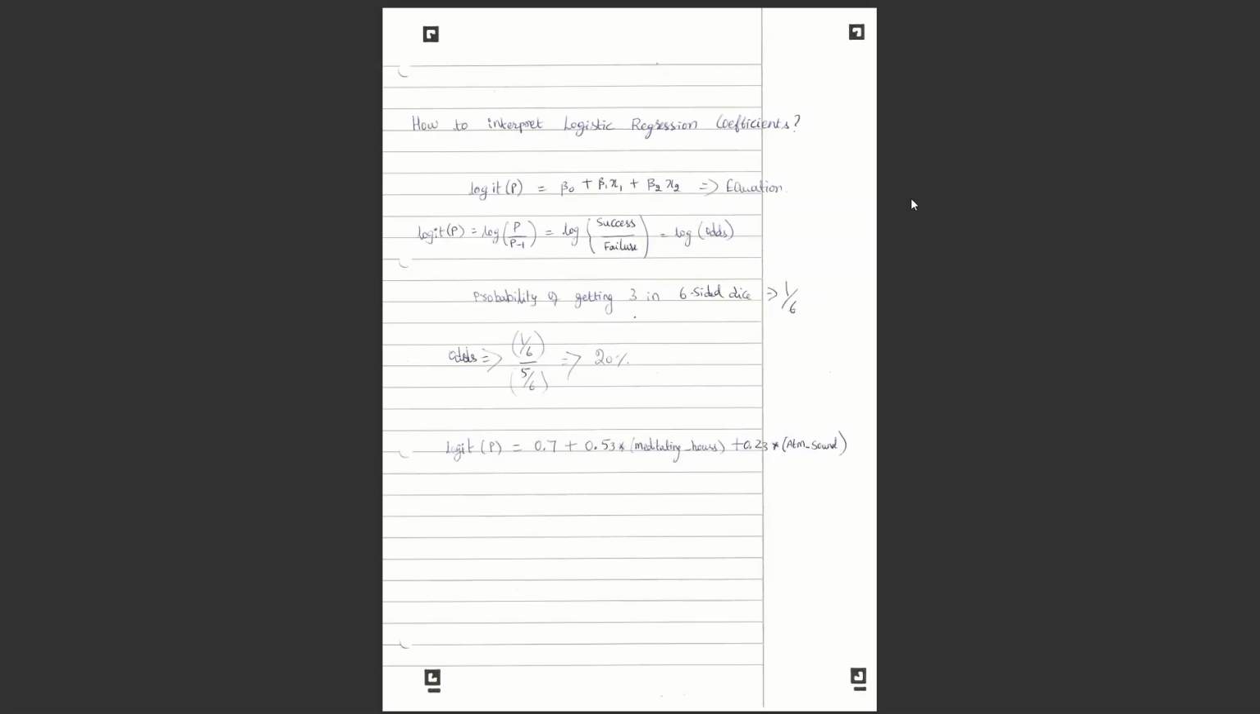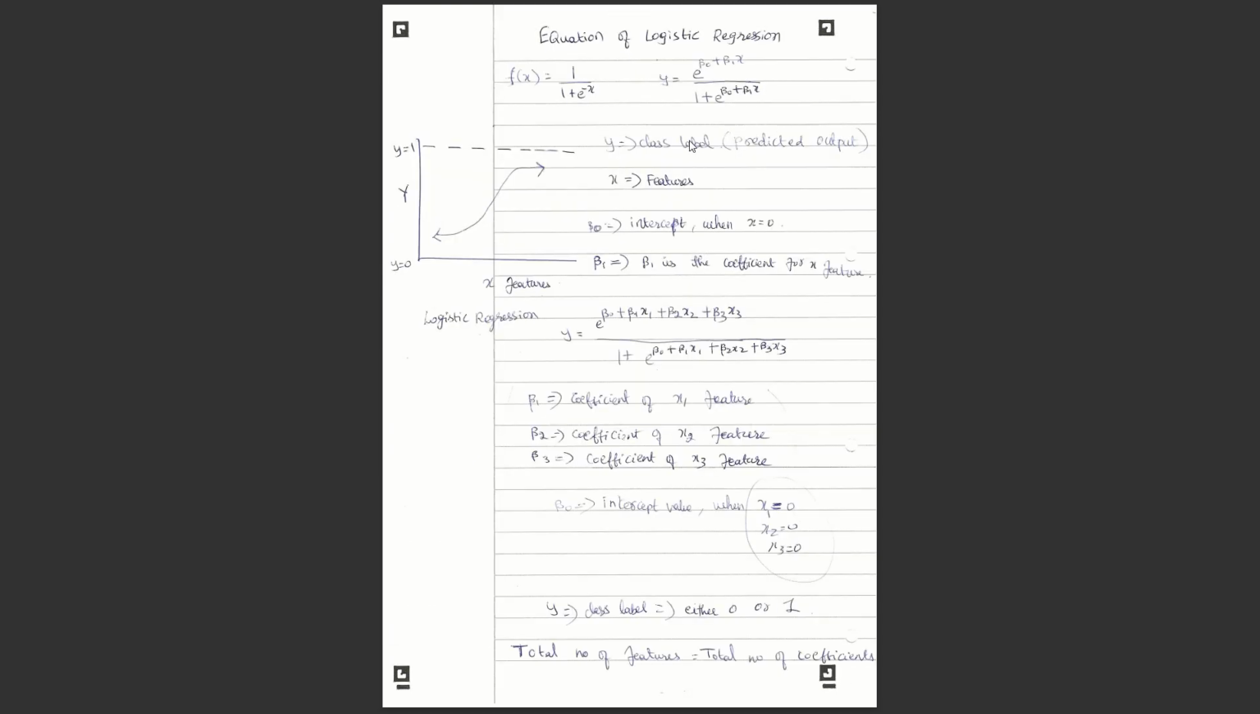Before we jump into the Logistic Regression Coefficients interpretation, let us quickly see what Logistic Regression is, how it is represented graphically, and what the equations are. As we see here, this is the graphical representation of logistic regression. You can see this is a sigmoid function. The x-axis is the features and the y-axis is the class label, the probability of the predicted output. So it takes a maximum value of 1 and a minimum value of 0.